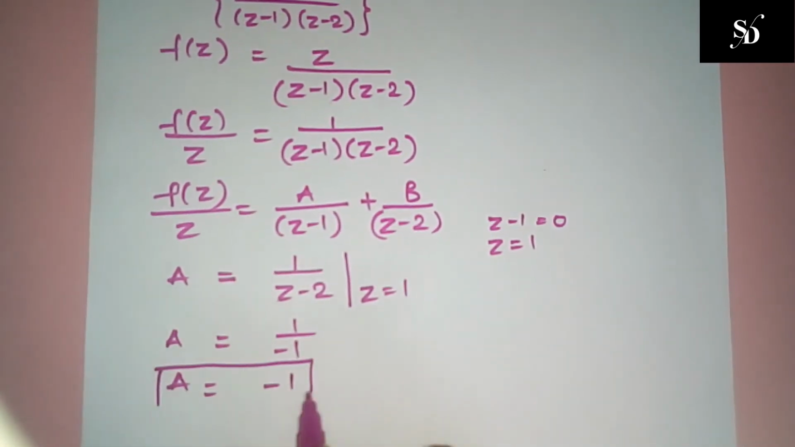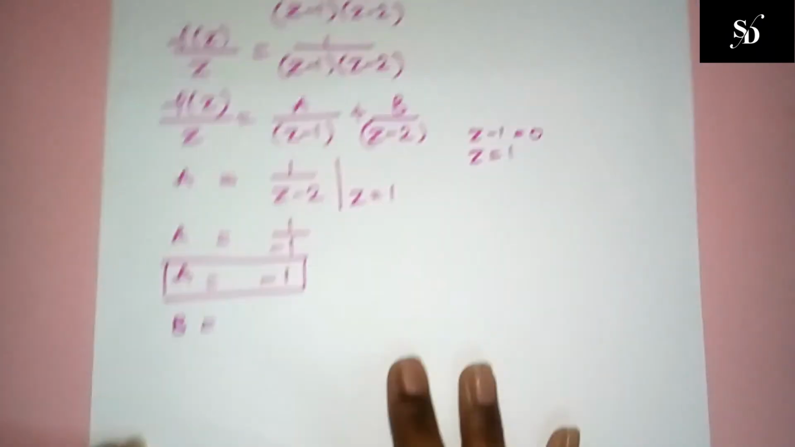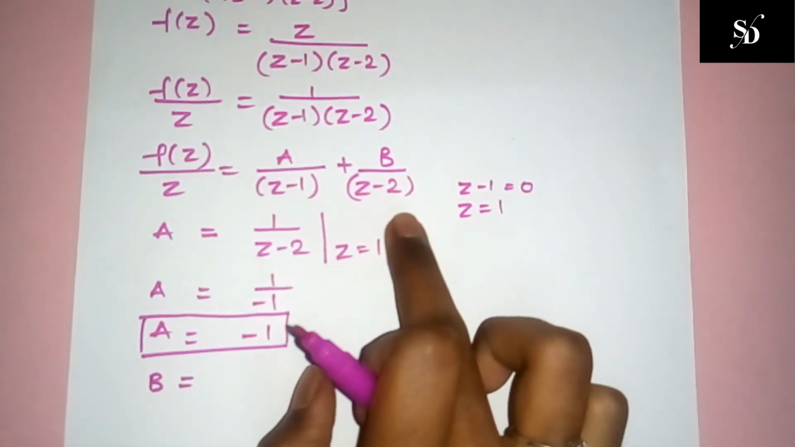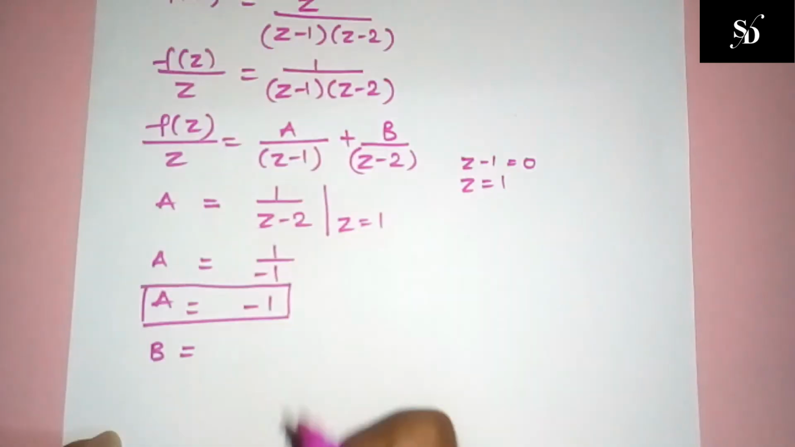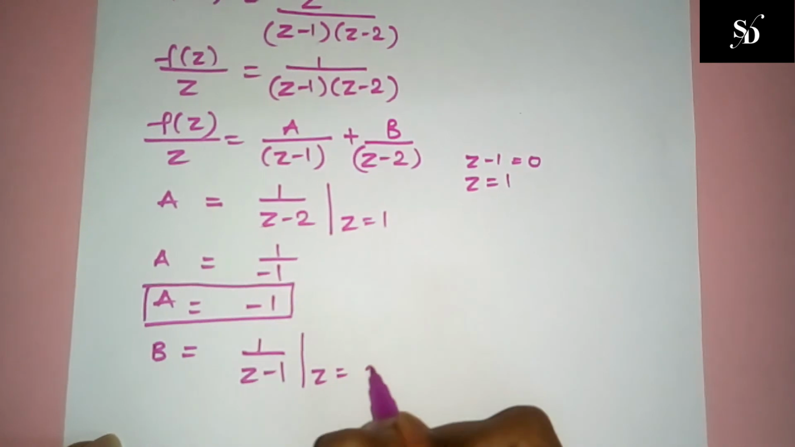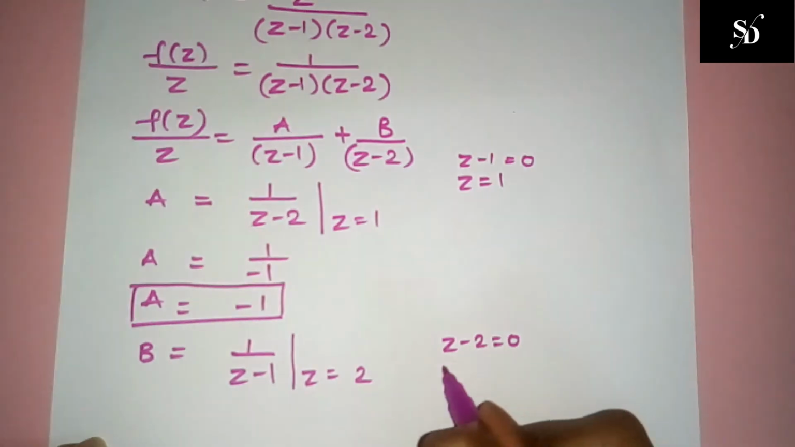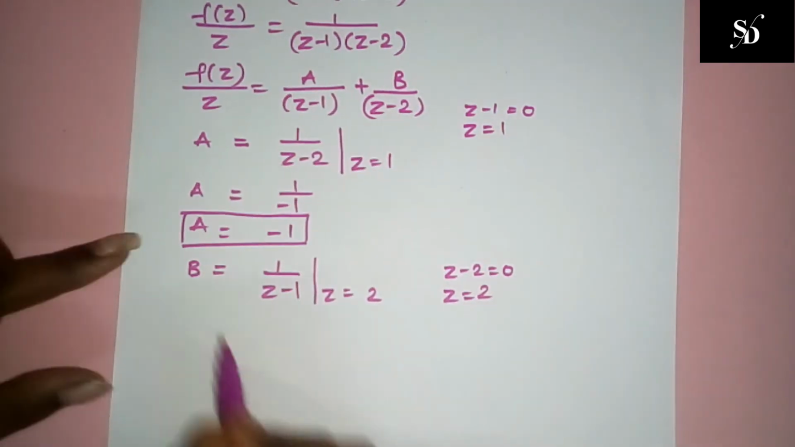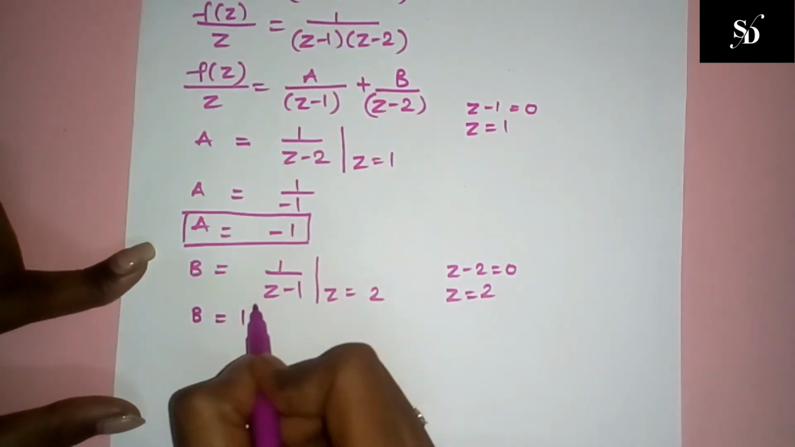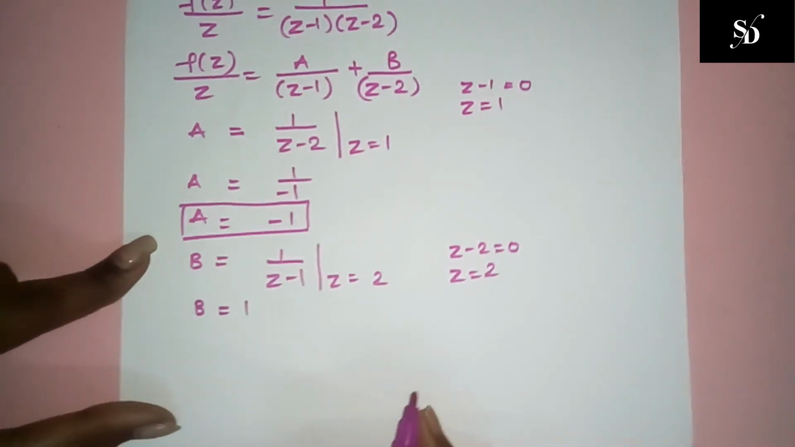Now we got the value of A. In a similar way we'll find the value of B. For A, what we did was take 1 upon (z minus 2). Now for B we take 1 upon (z minus 1), where we have z equal to 2. Over here we have z minus 2 equal to 0, therefore z is equal to 2. If you put the value of z as 2, 2 minus 1 is 1. So 1 upon 1 is 1. Therefore the value of B is 1.